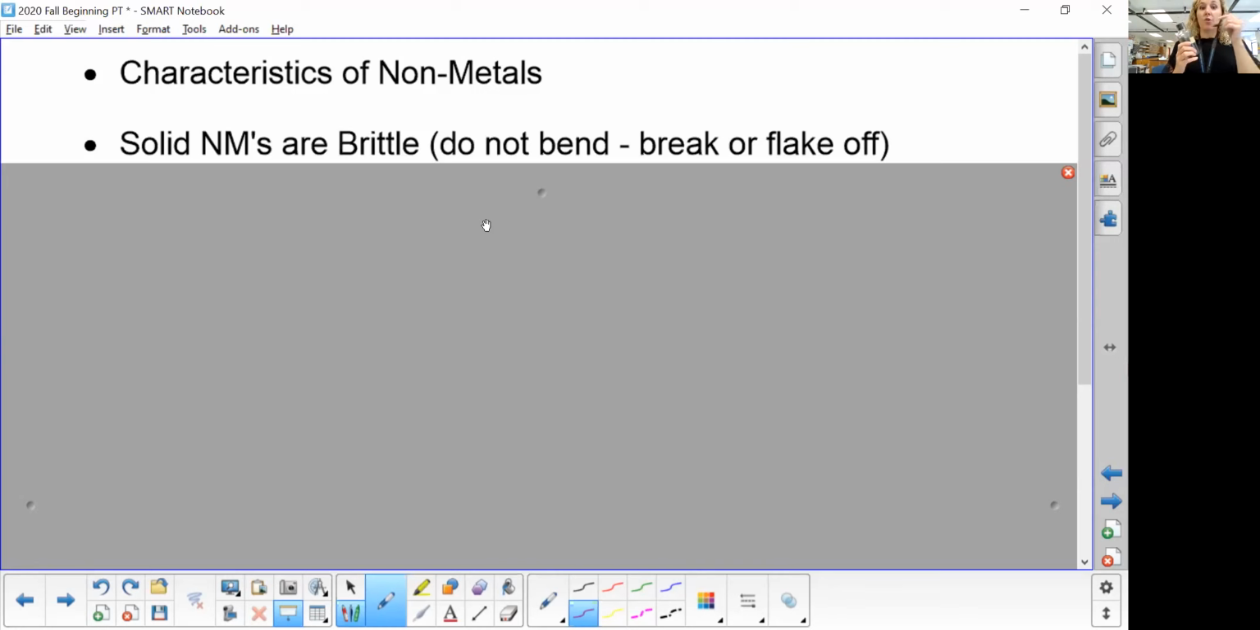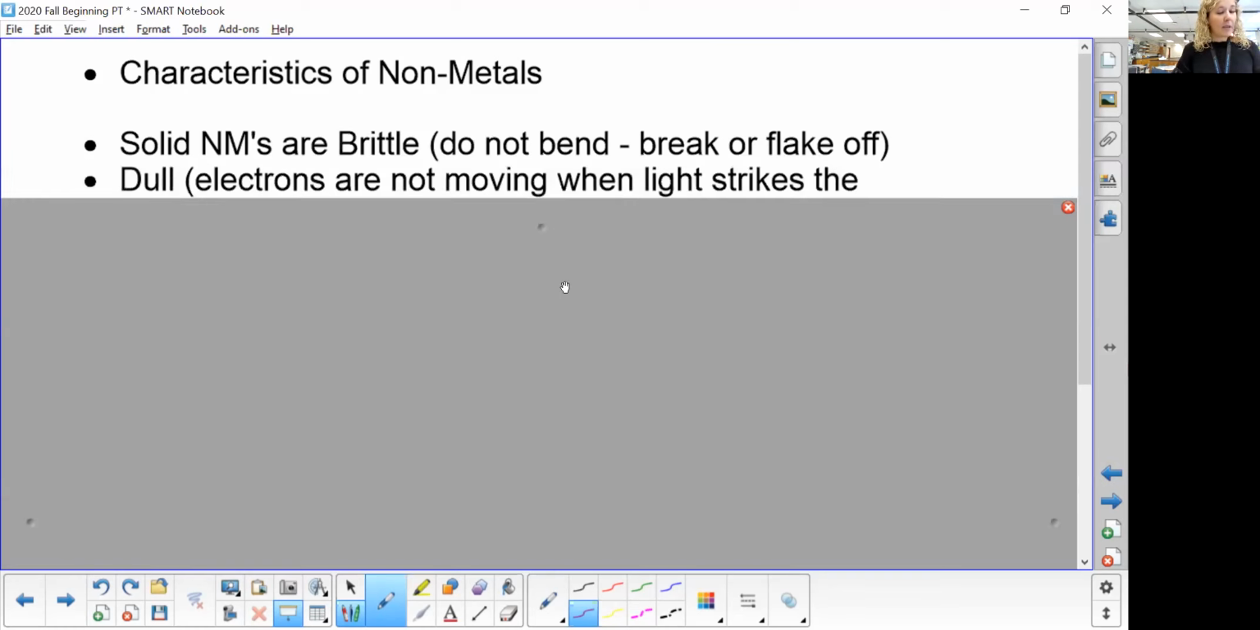But if you are writing with carbon right now, if you are writing with a pencil, you can see how smooth it is and how it's just flaking right off. Okay, that's brittle. And if you take an actual piece of pencil lead, you can't really bend it; it will break. Nonmetals are dull. I mean, ain't nobody writing with some sparkly pencil. All right, you can write with a sparkly pen, but it's got to have different characteristics than the nonmetal carbon if you're writing with a pencil.